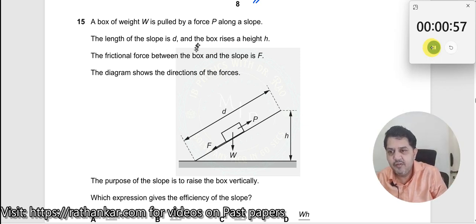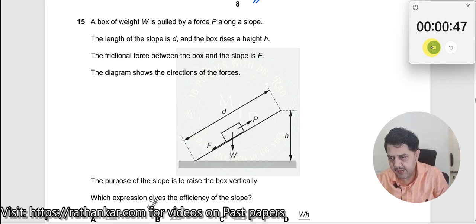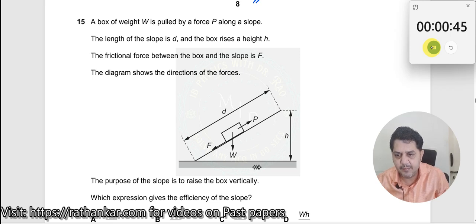A box of weight W is pulled by a force P along a slope. The length of the slope is D. The frictional force between the box and the slope is F. The diagram shows the direction of the forces. The purpose of the slope is to raise the box vertically, so you need to raise it from here to here.